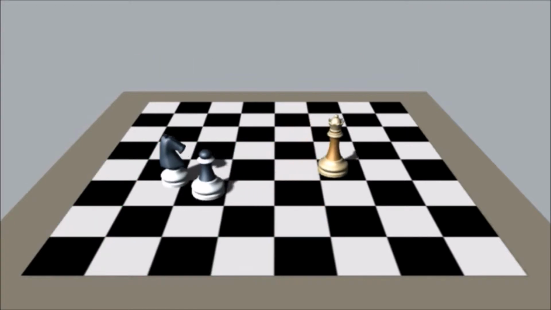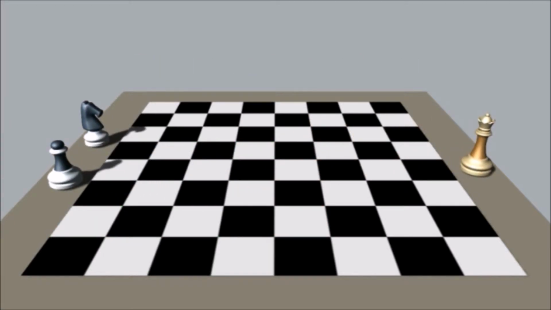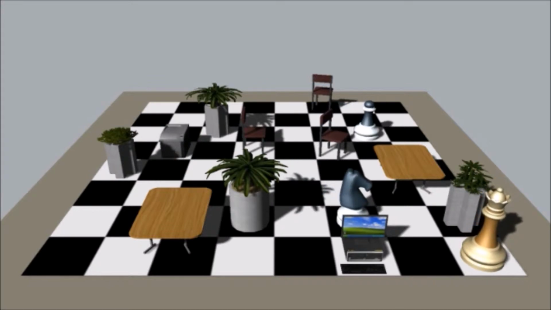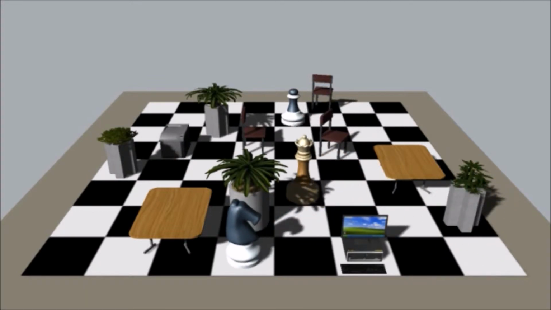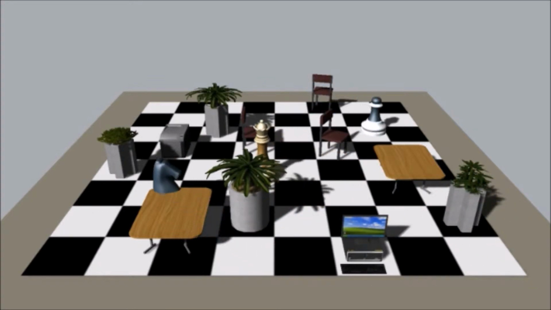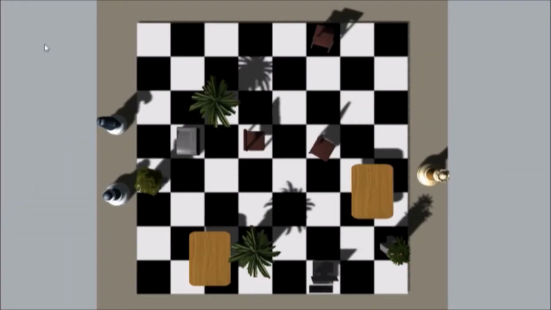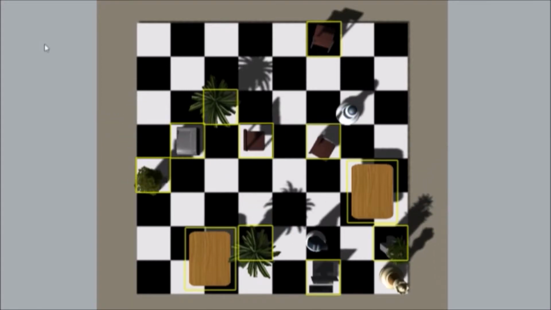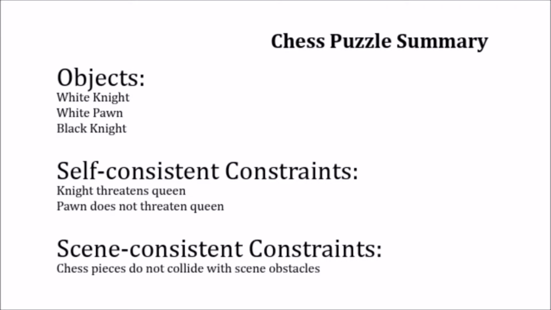If the board is otherwise empty, there are many solutions, which are relatively easy to find. However, if the board might contain obstacles which are not known beforehand, we can only find a solution once they are revealed. We add rules addressing the unknown environment, which we term scene consistency constraints. In this example, the chess pieces must not collide with existing objects on the board. Given the complete set of rules, we can now attempt to solve the chess puzzle anywhere.